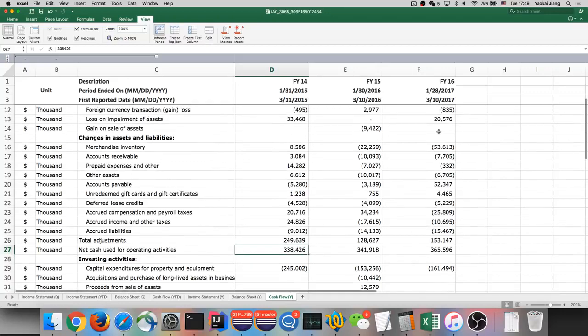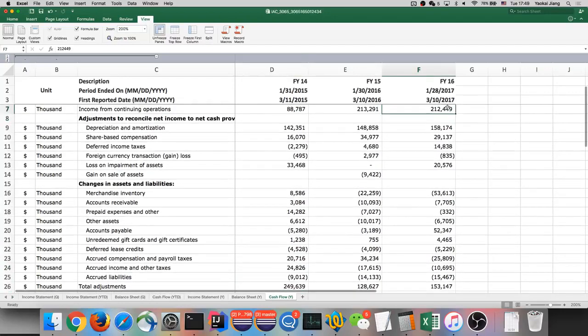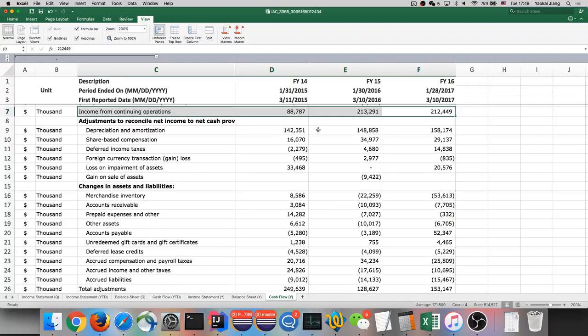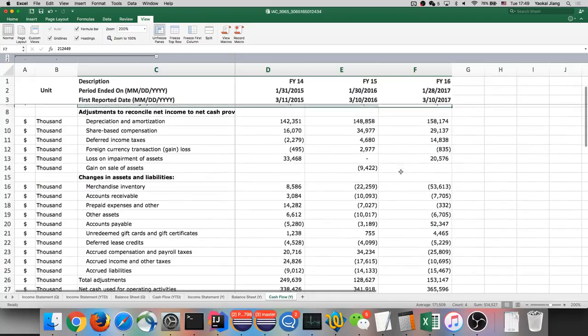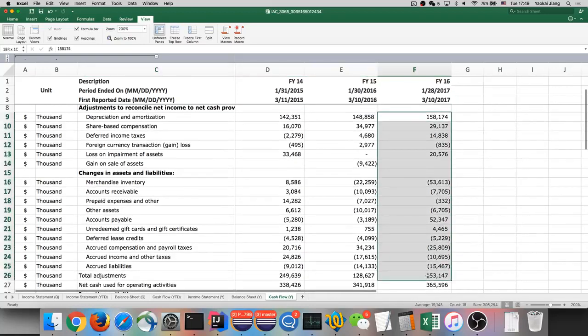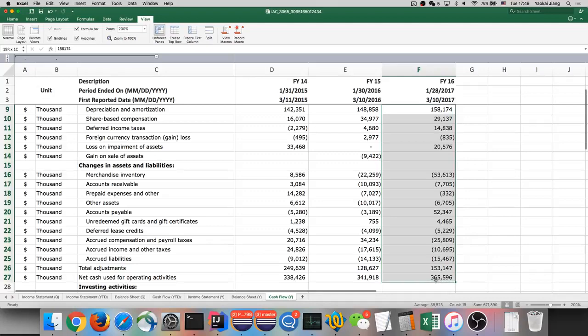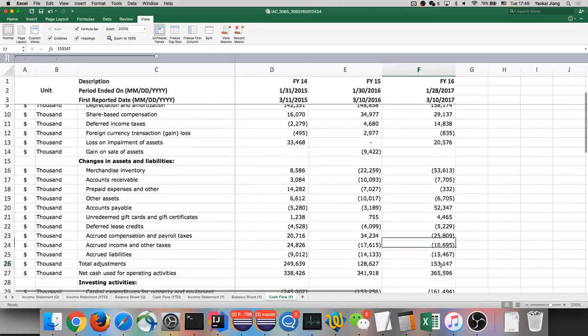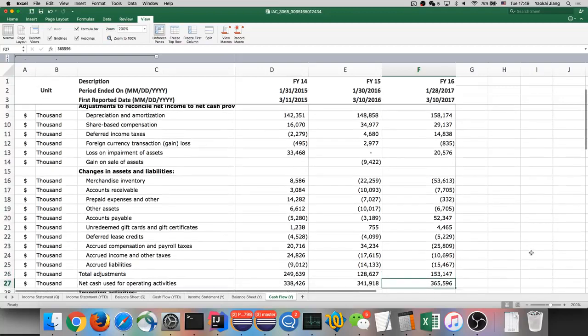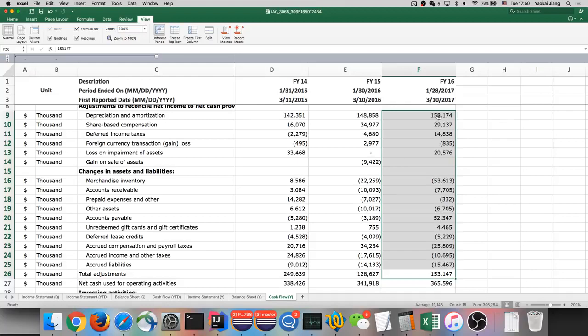That's basically this number, income from continuing operations. Okay. So that's the income from your main business, and then remove all these adjustments. So add everything in, and that's this number. So if you look at 212, and then you add on the 153, then you end up with 365. And these things are basically any non-cash item. If it increases, you have to reduce it. If it decreases, you have to increase it.